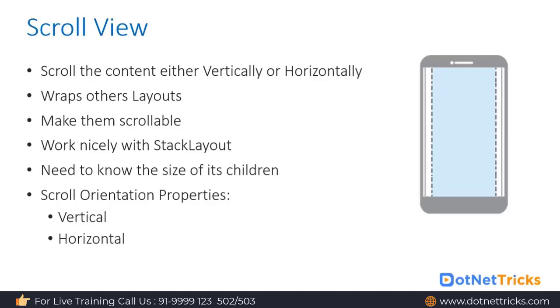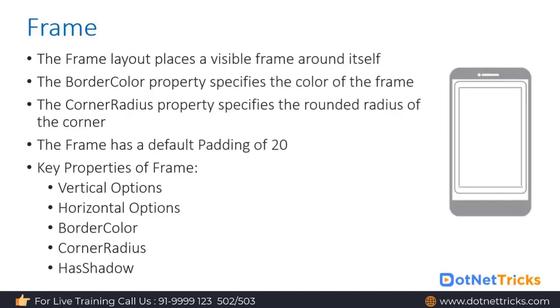Apart from this, the scroll view also has the capability to scroll the content either horizontally or vertically or in both directions, and wraps the other layouts inside the main content of the scroll view, and it makes them scrollable. It also works nicely with the stack layout, and of course the orientations are vertical and horizontal for the scrolling. And next comes the frame layout.